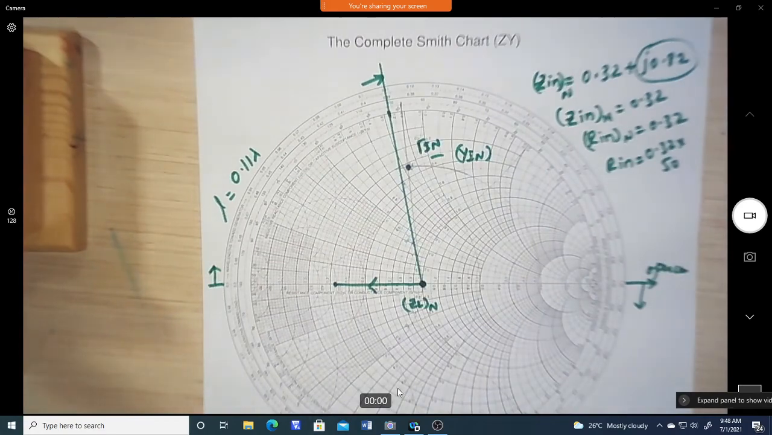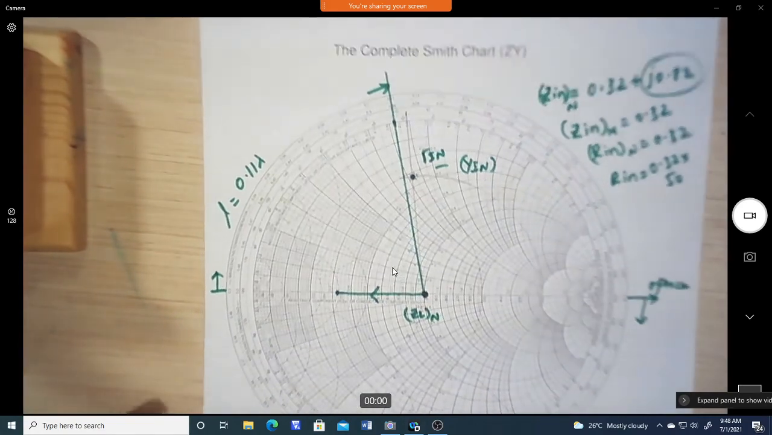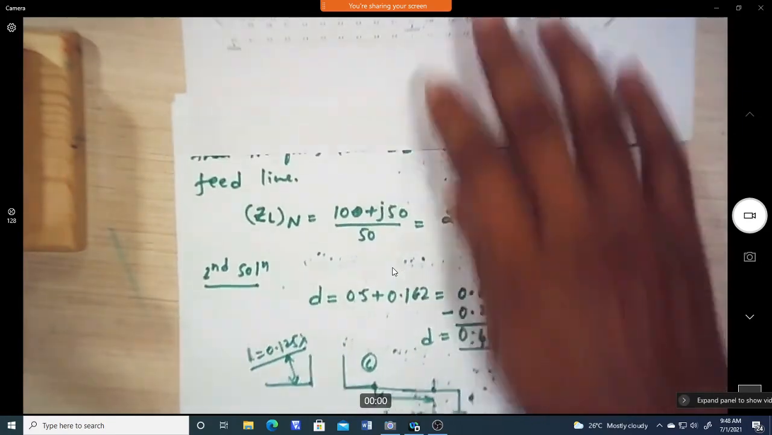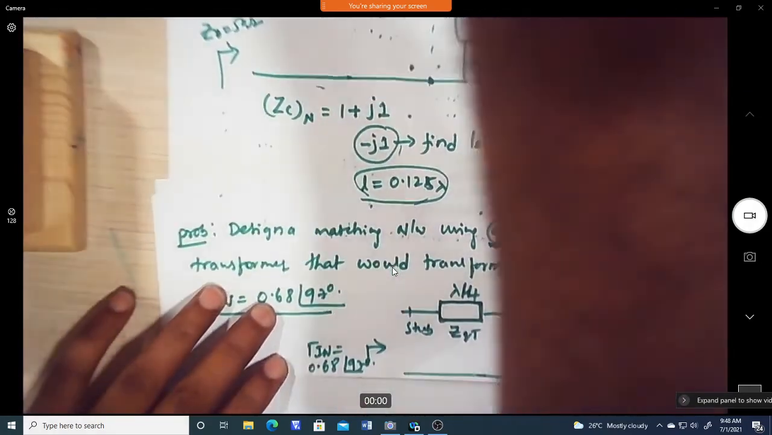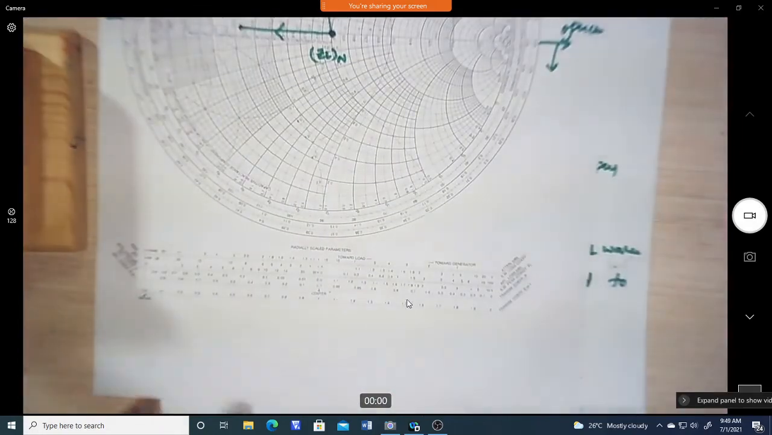If you have any doubt in these problems, you can ask. Is it understood, these problems, the stub realization and the reflection coefficient problem? If you have any doubt, you can ask.